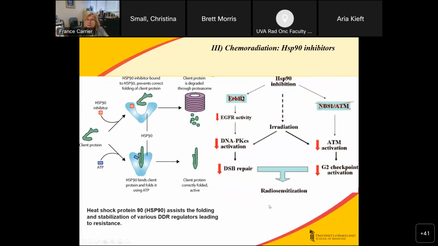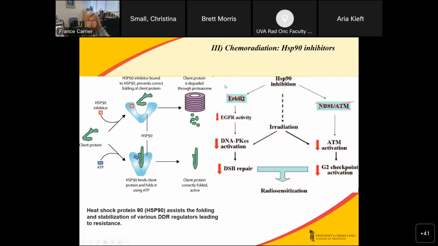The HSP inhibitor, the way they work: usually the HSP helps in the folding of proteins, and a lot of those proteins that need to be folded are involved in the DNA damage repair or are regulators of the DNA damage response. So usually this protein will come and use ATP and be properly folded by the HSP and then be functional. If we use an inhibitor of this, the proteins that were targeted for folding will not be properly folded and will then be recognized as unfolded proteins by the proteasome and be degraded.